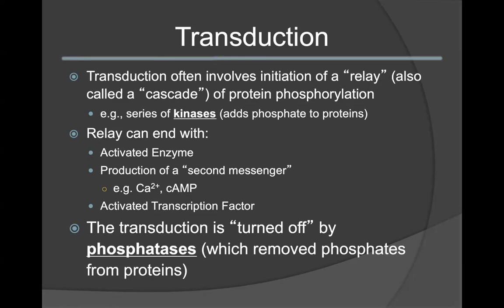A transduction pathway is usually turned off by what we call phosphatases. Phosphatases are once again enzymes, but in this case, they remove phosphate groups from proteins. So the balance between kinases, adding phosphate to proteins, and phosphatases, which remove these phosphate groups, we can control these transduction pathways. We are now going to take a look at an example of one of these pathways.